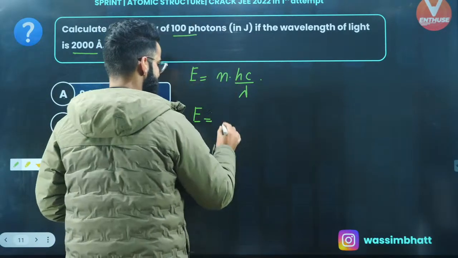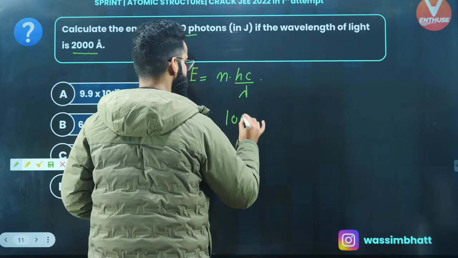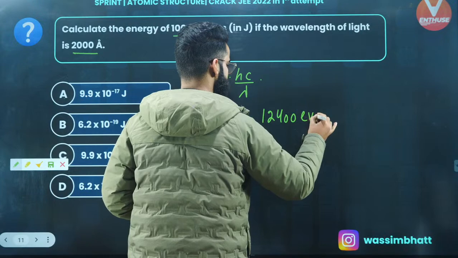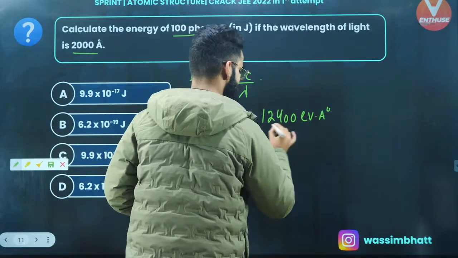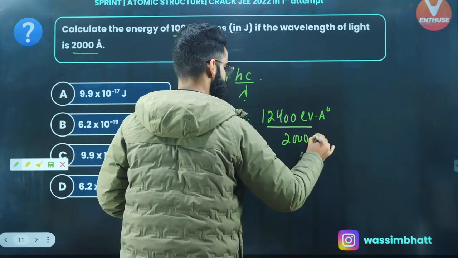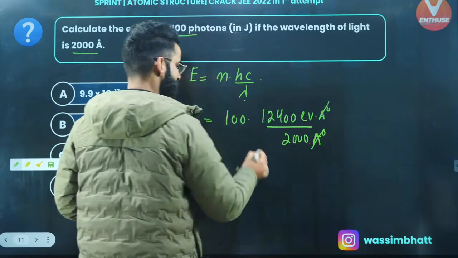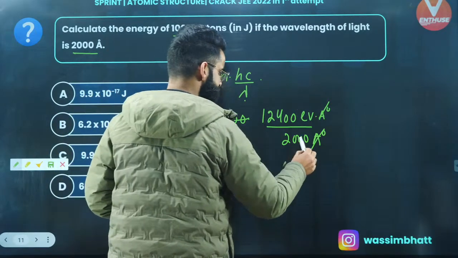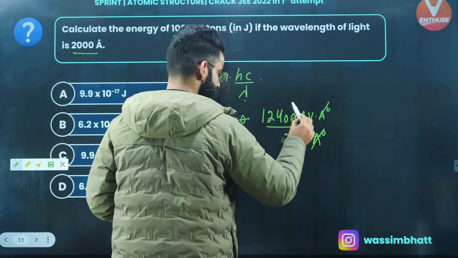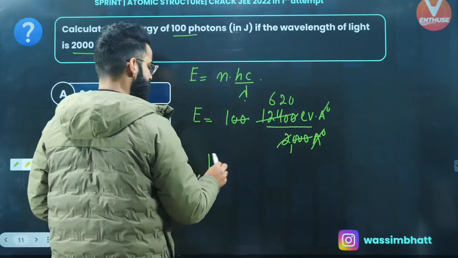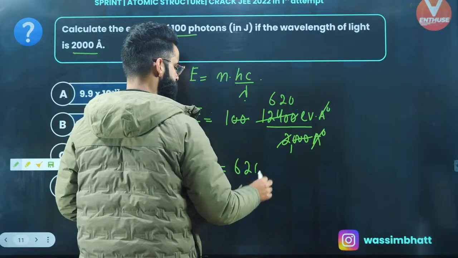See, n value is equal to 100. Hc value I'll be using as 12400 electron volt angstroms, right? Divided by lambda. Lambda is simply equal to 2000 angstroms, right? So this got cancelled, and the final answer is coming out in electron volts. So this double zero got cancelled, this zero got cancelled. It is 2 into 620. So E value is coming out to be simply 620 electron volts.